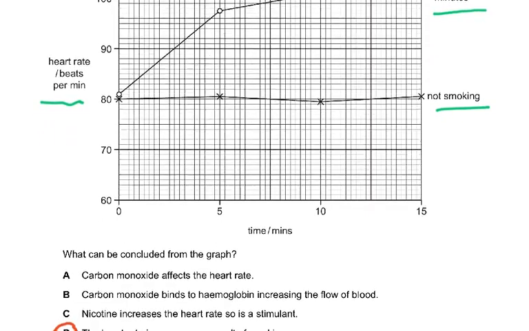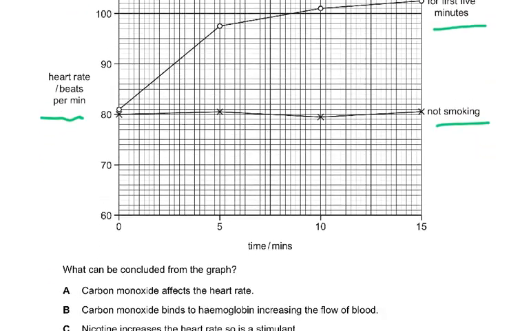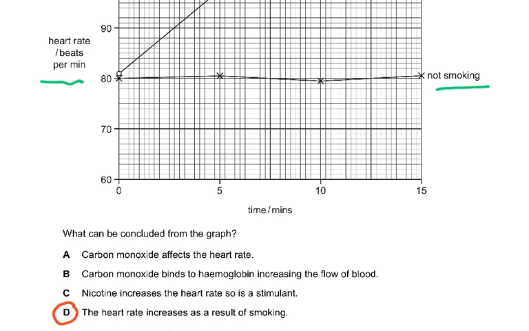Now we look at the graph. It says, what can be concluded from the graph? And I always say you need to ask yourself: does the graph tell me carbon monoxide affects the heart rate? Does the graph tell me carbon monoxide binds to hemoglobin, increasing the flow of blood? Does the graph tell me nicotine increases the heart rate, so is a stimulant? Does the graph tell me that the heart rate increases as a result of smoking? That's it.